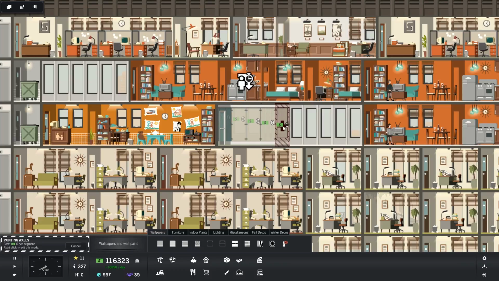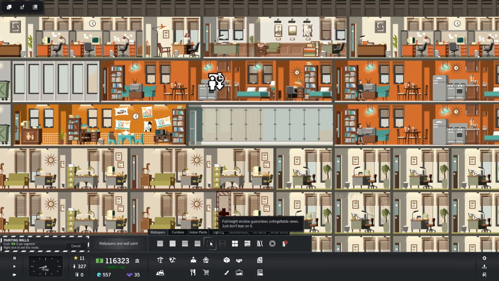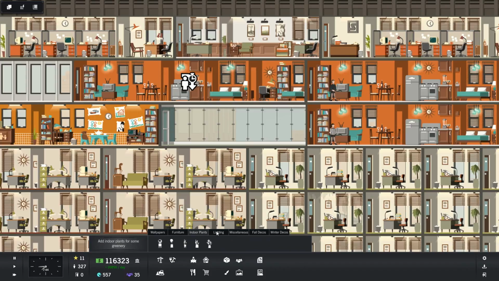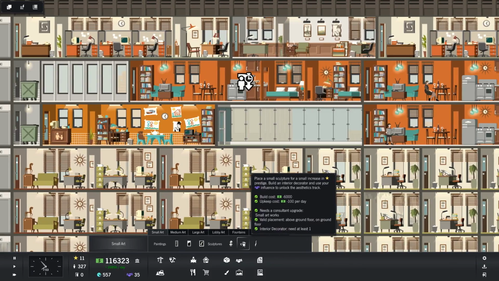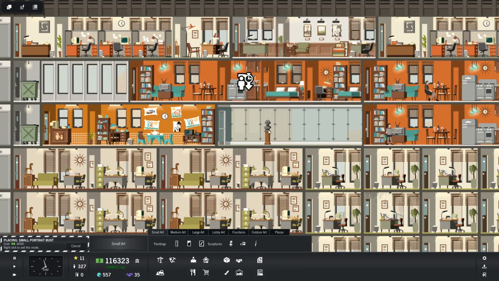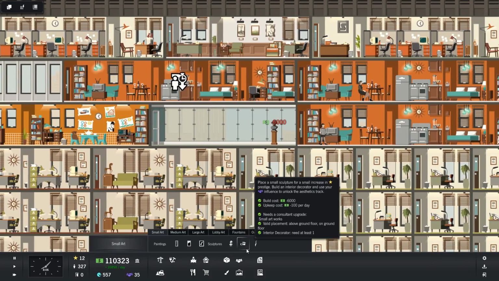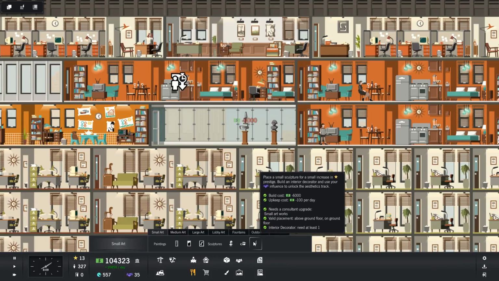Let's do... There we are, some windows. Where's here? Don't have medium art yet, just have small art. Wait, 6,000 it costs. Well, let's put some in, why not? One there, one, and one I guess. Oh, I've only got three. Put that there.